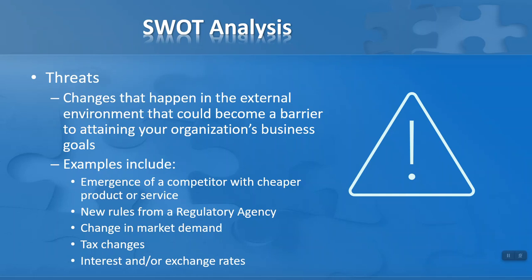There could be a regulatory agency that has made some change to rules and regulations that we need to respond to. A change in market demand. Tax changes are also external threats, and things like interest rates and exchange rates can also affect our business. These are things that we don't have control over, so therefore we want to look to minimize these threats.